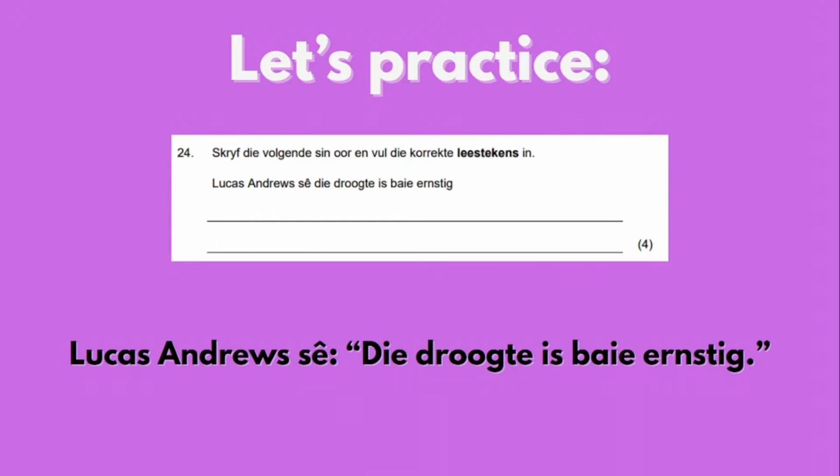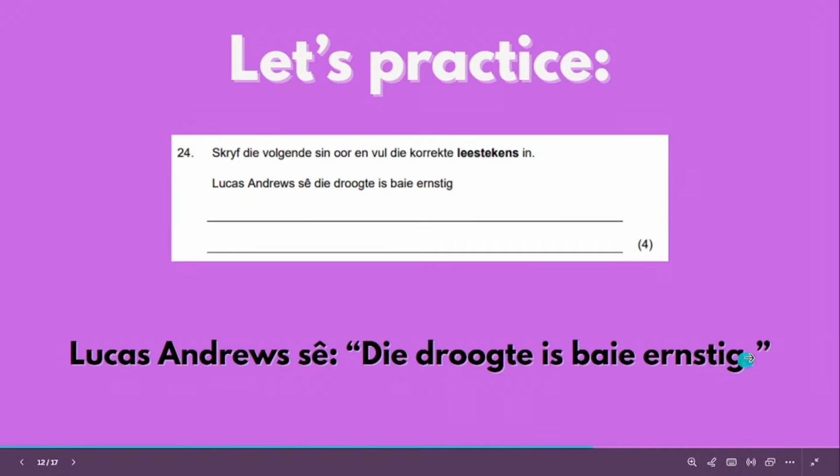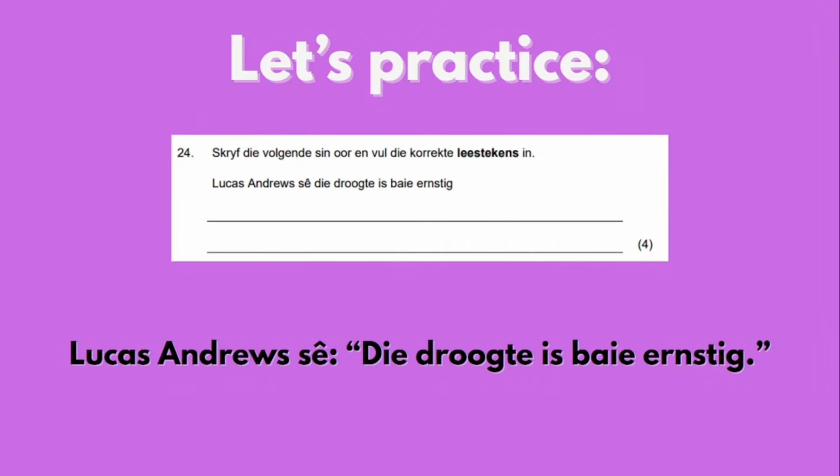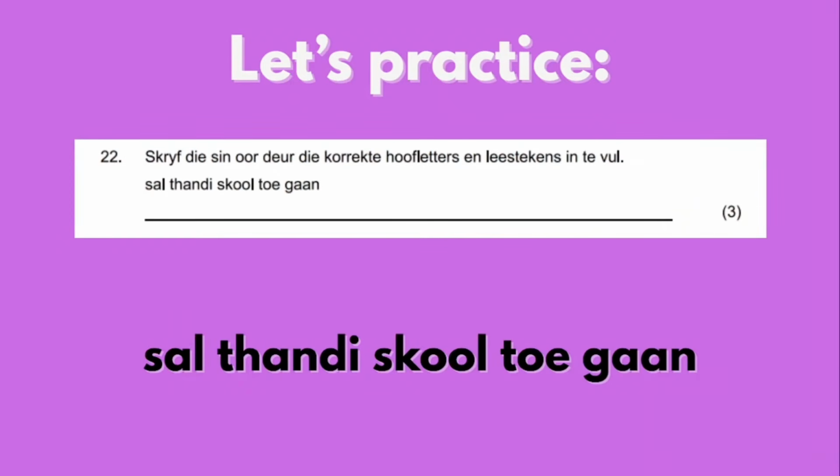Lucas Andrews sê, double punt, aanhalingstekens, the inverted commas, die droogte is baie ernstig, full stop, aanhalingsteken to close it. Okay, so here you'd have gotten a mark here, a mark for this, a mark for the capital, a mark for that, and a mark for this. So they would have maybe given you 1 mark for the inverted commas.